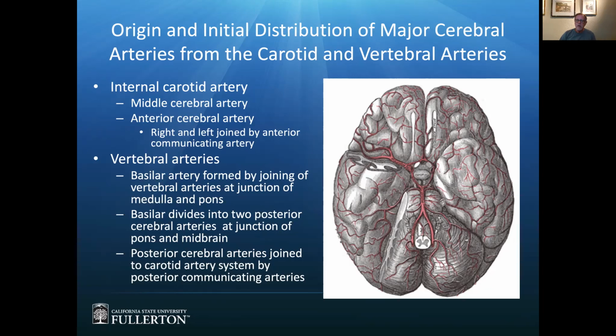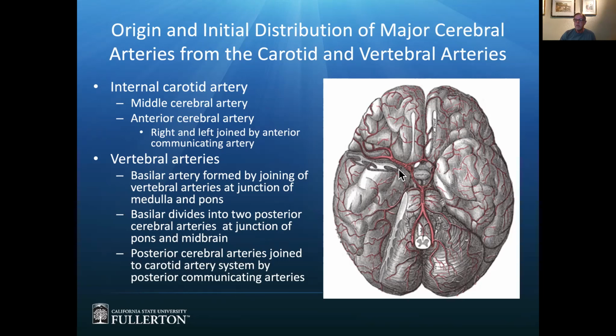And right away, after it gets into the cranium, it divides into a middle cerebral artery and an anterior cerebral artery. Now I'm going to point them out. Middle cerebral artery, and right here, it's smaller, anterior cerebral artery. Now, when you look over here at this side, you can't see the middle cerebral artery because it's obscured by the temporal lobe. So here you can see that cut surface.